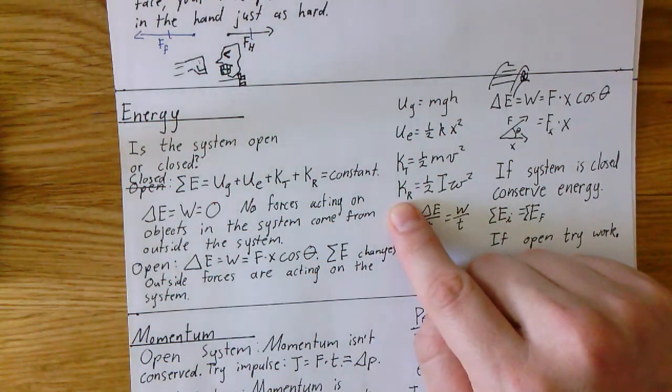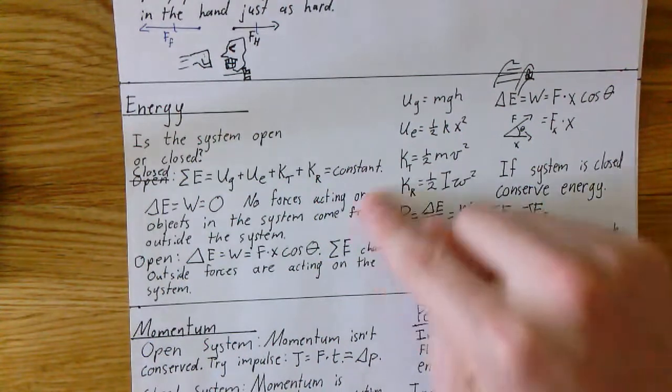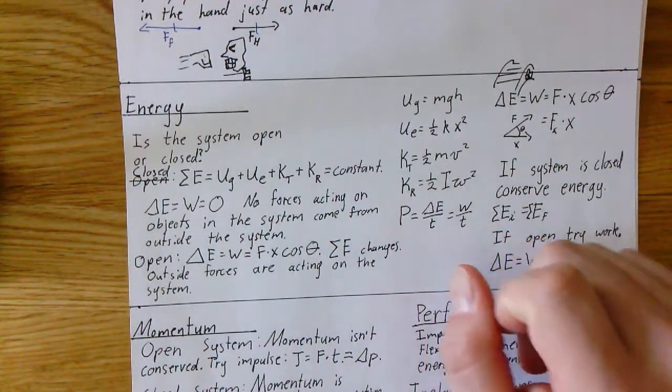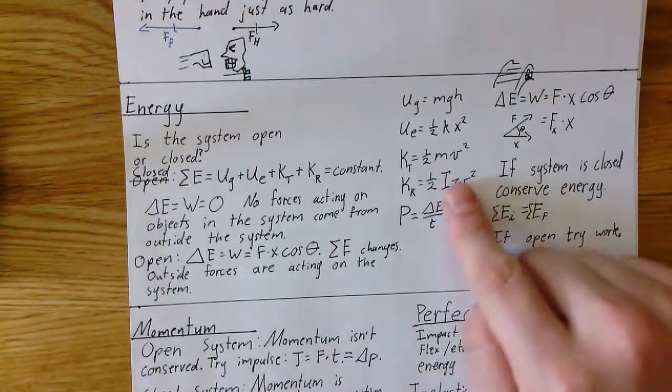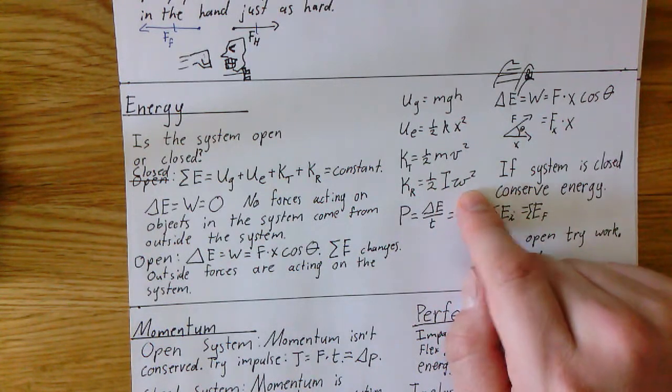K sub R, this is kinetic energy rotational. That's because spinning things have energy too. Just because a buzzsaw isn't moving forward doesn't mean you'd want to stick your hand in it, right? So kinetic energy rotational is 1/2 I omega squared.